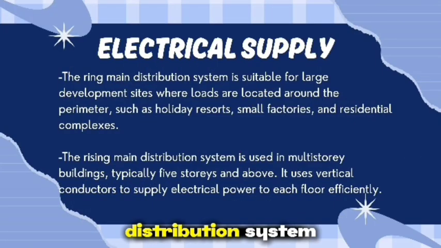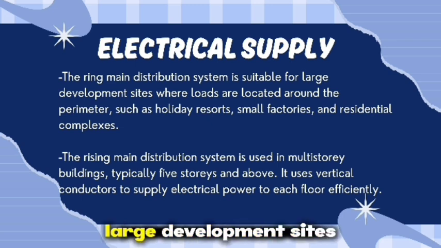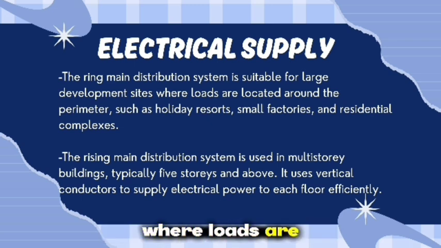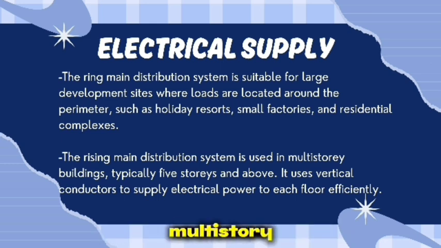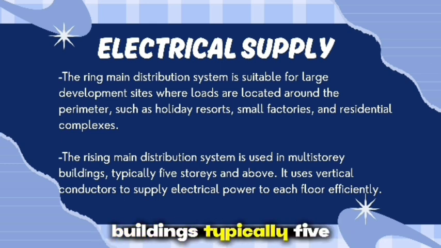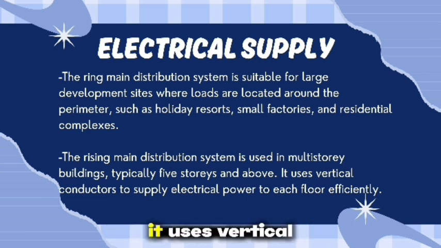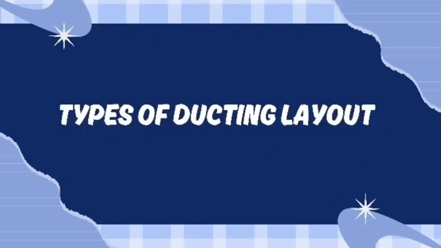The ring main distribution system is suitable for large development sites where loads are located around the perimeter, such as holiday resorts, small factories, and residential complexes. The rising main distribution system is used in multi-story buildings, typically 5 stories and above. It uses vertical conductors to supply electrical power to each floor efficiently.